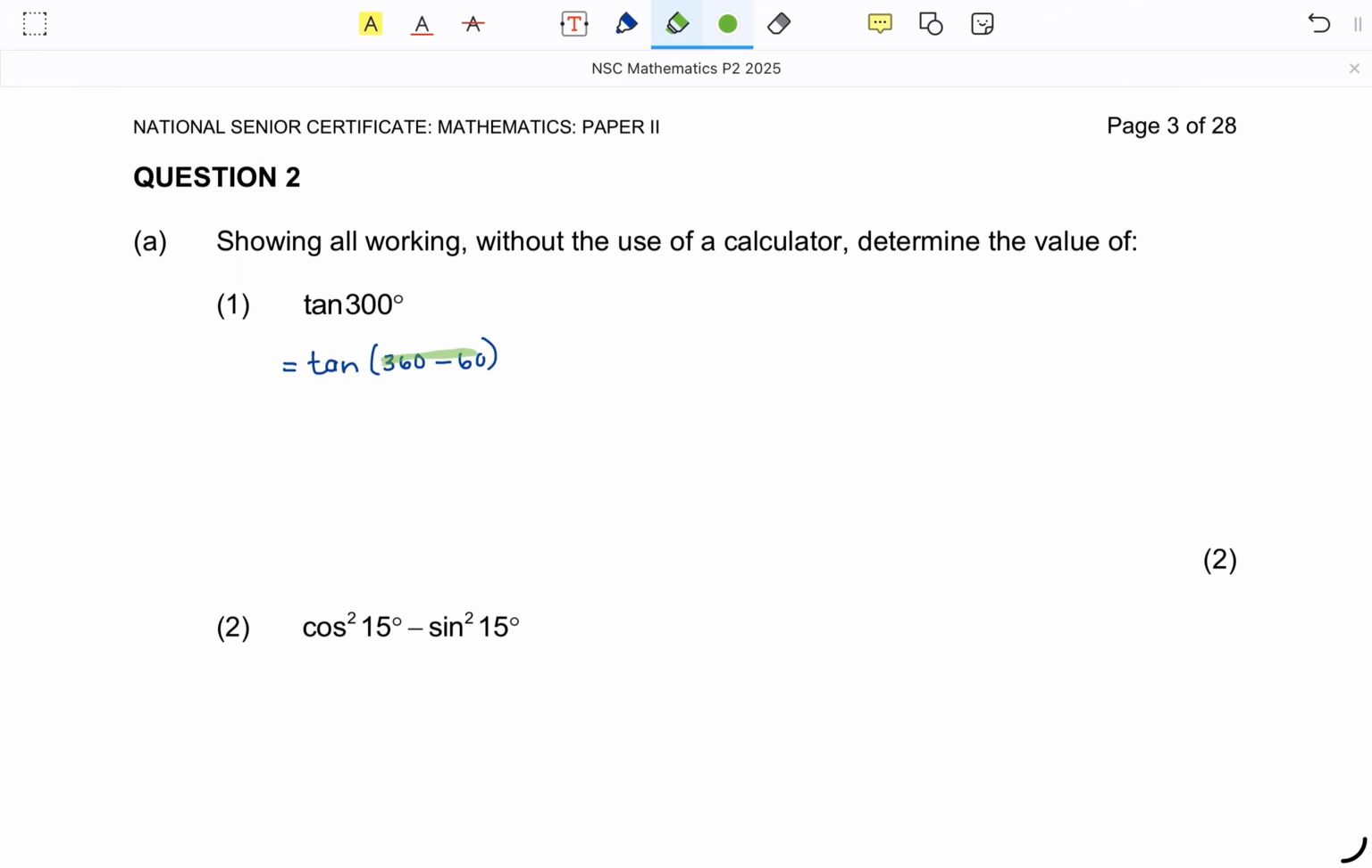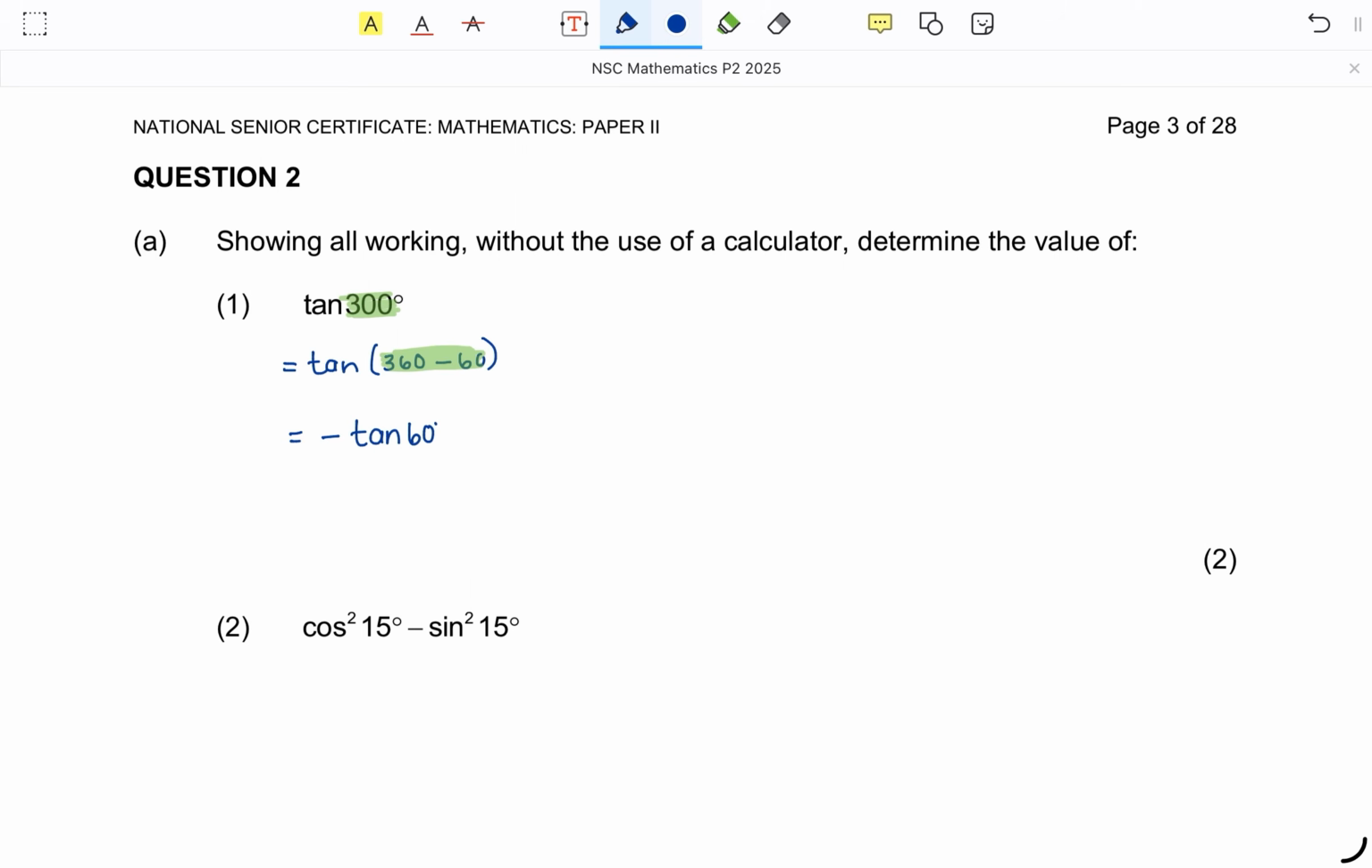So very important that this sum in brackets always needs to equal the original question. That's how I double check my reduction. Then 360 minus 60 is in the fourth quadrant and tan is negative in the fourth quadrant. Once I see 60, 45, 30, 90 or 0, I know I should be using my special angles.